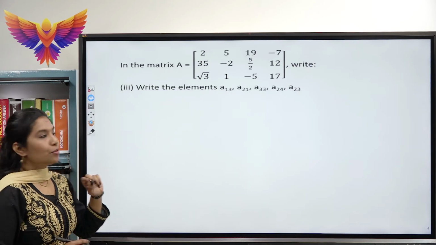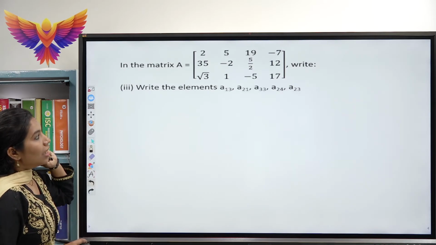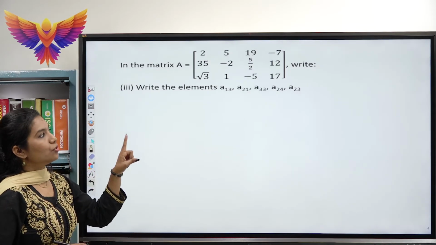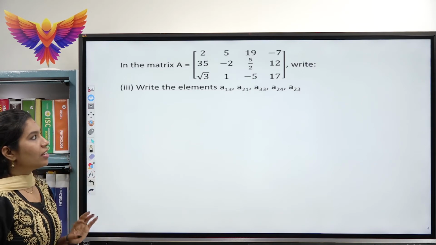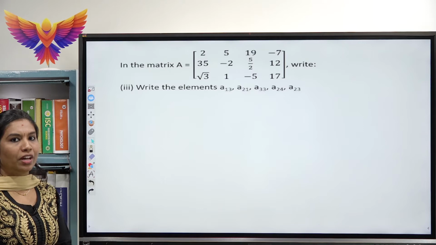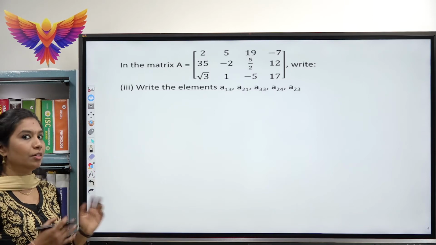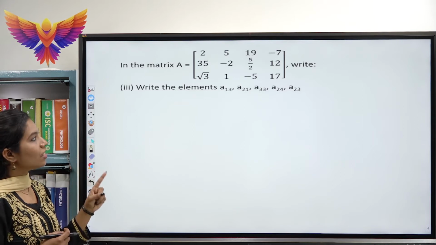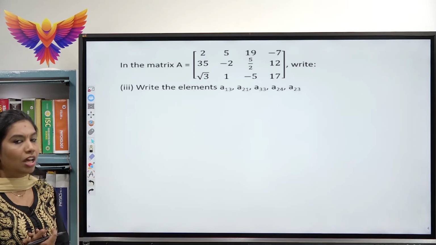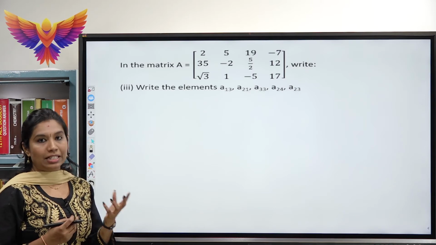Now we are supposed to find out the elements, which are A13, A21, A33, A24 and A23. So they have given a matrix here. It's the same set of elements we had. In fact, the same matrix we saw in the previous problem. But the question here is different. We are supposed to find out what is A13, A21, A33 and so on.